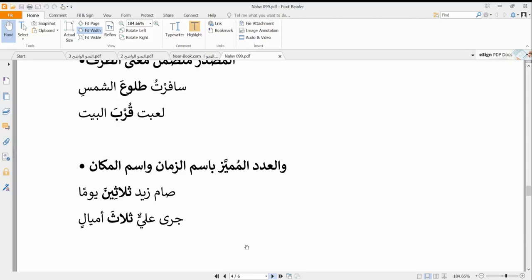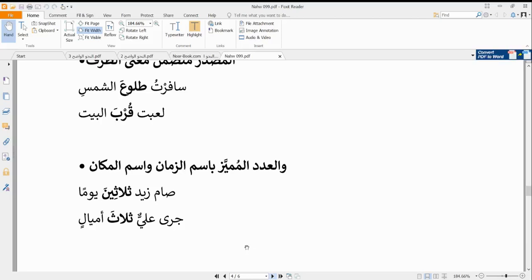It is telling us how many days it is. When we say Sawma Zaidun 30, we can see 30 is coming right after Zaid, and it's also taking nasbu because it is the time when Zaid fasted. But 30, we know it is a number. It is not actually a zarf. The real zarf is actually the yawma, but because it is also working together with the zarf, it also takes the nasbu. In the same way, we have Jaro Aliyun Thalatha Amyal.